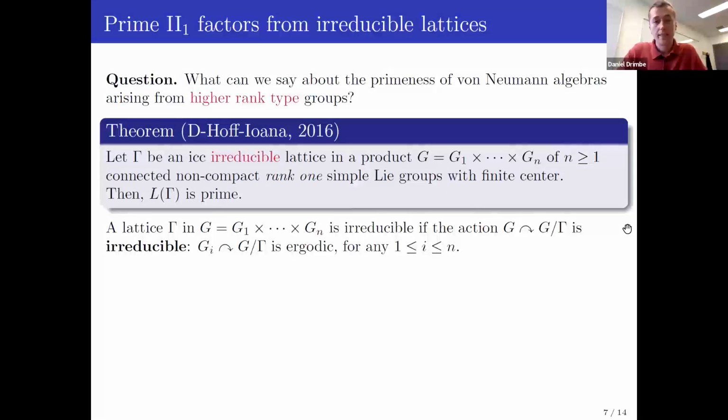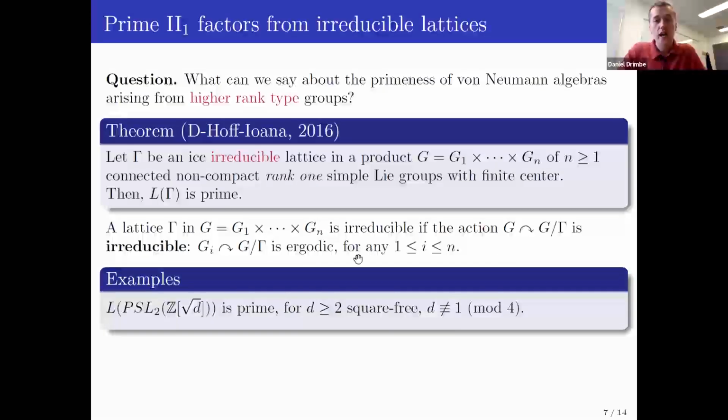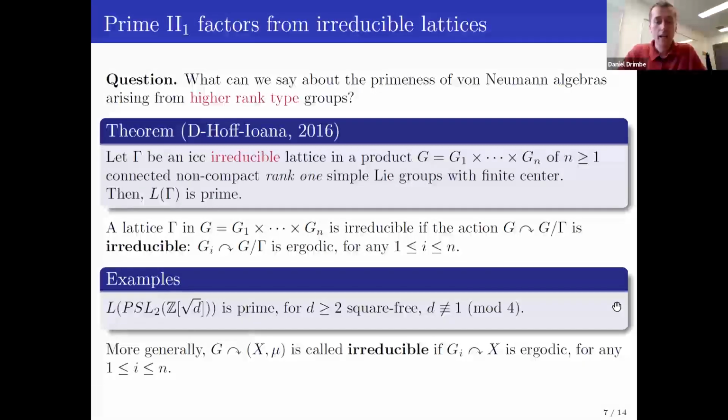Let me quickly recall what an irreducible lattice is. So Gamma in a product of simple Lie groups, we say it's irreducible if the homogeneous action of G acting on G mod Gamma is irreducible, meaning it's separately ergodic. Each G_i would act ergodically. And a quick example, for instance, we can consider PSL2 of Z adjoin root of n. This would be prime whenever n is at least 2, square free and not equal to 1 mod 4. For the remainder of the talk, the following definition will be useful. More generally, we can say that a product group action is called irreducible if each of the G_i acts ergodically.